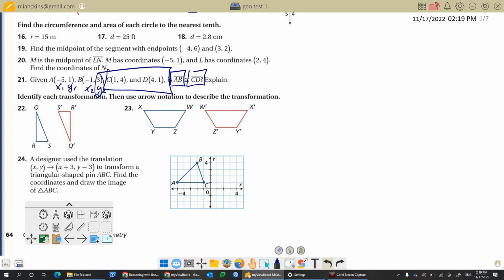And then now we are to identify the transformations here on 22. So here's R, and here's R, here's Q, here's Q, here's S, here's S. So this is not a reflection, because if it was a reflection then Q would be here, Q prime, but that's not the case. So what do we have here? Well, it's not a dilation because it didn't grow and it didn't shrink. What we do have is probably a rotation about this center point.